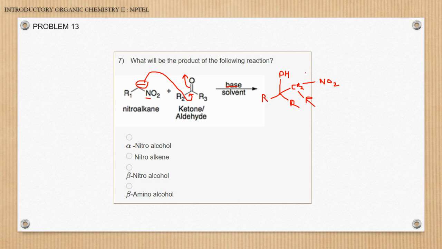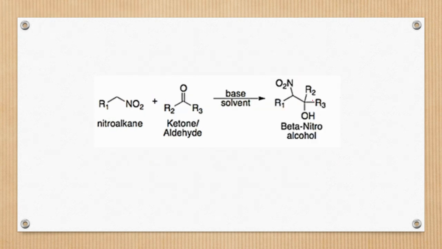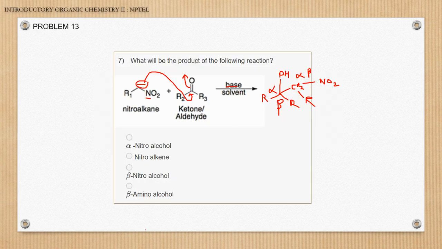Alpha? Beta nitro. Yeah, beta nitro. How beta? This is alpha carbon. This is beta carbon. Right? So either way you can write it, alpha or beta. This is beta nitro alcohol. So this is how it is. So this is alpha carbon. This is beta carbon. So it is beta nitro alcohol, not the alpha nitro alcohol. Okay. So the correct option is beta nitro alcohol.